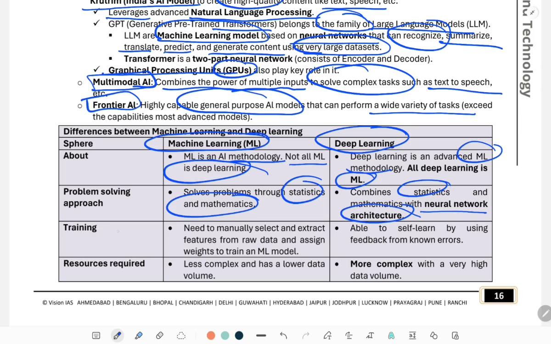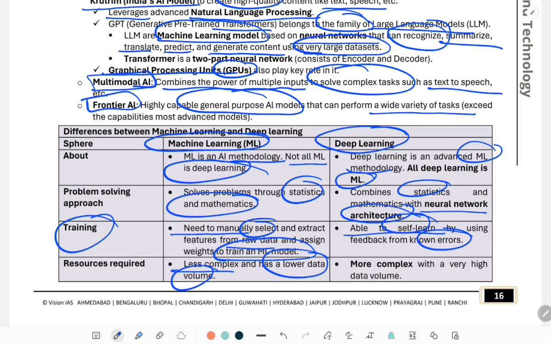In machine learning, training is needed. Need to manually select and extract the features from raw data and assign weights to train an ML model. And here, it is able to self-learn by using feedback from known errors. And machine learning is less complex and has a low data volume. And deep learning is more complex with a very high data volume.